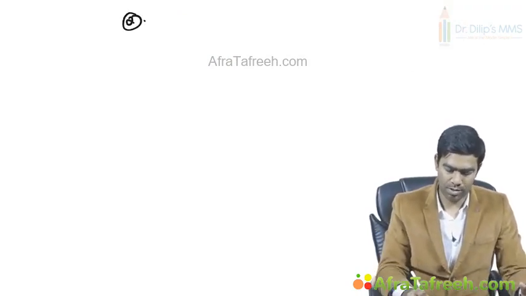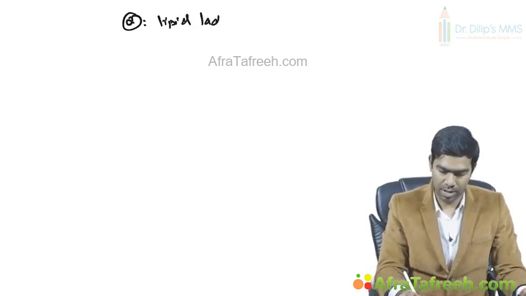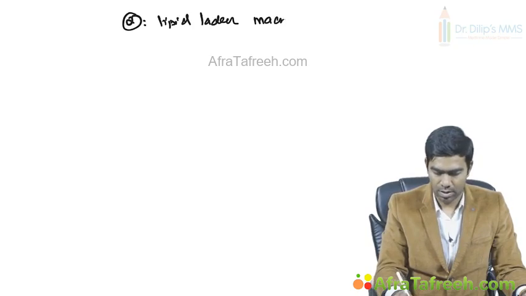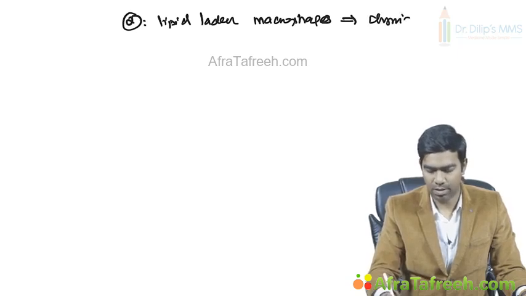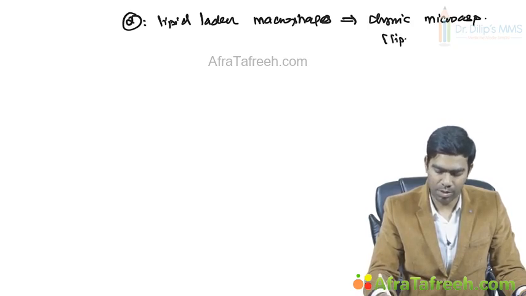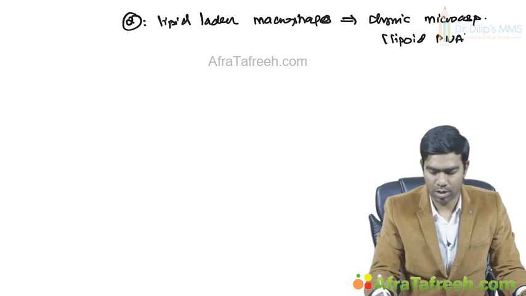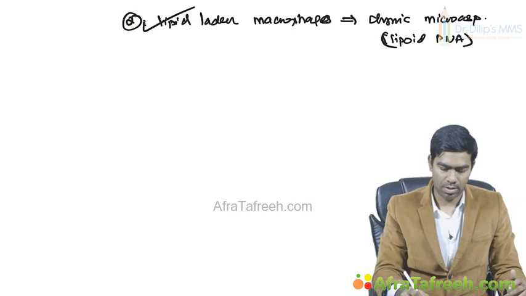The second important BAL finding: you will see something called lipid-laden macrophages. Lipid-laden macrophages are a sign of chronic aspiration, chronic microaspiration, otherwise referred to as lipoid pneumonia. I told you chronic aspiration also can lead to ILD. In the list of ILD with known causes, I would have given chronic aspiration. So there you will see these lipid-laden macrophages, and you can see them with Oil Red O, Sudan black, so many stains you can use.